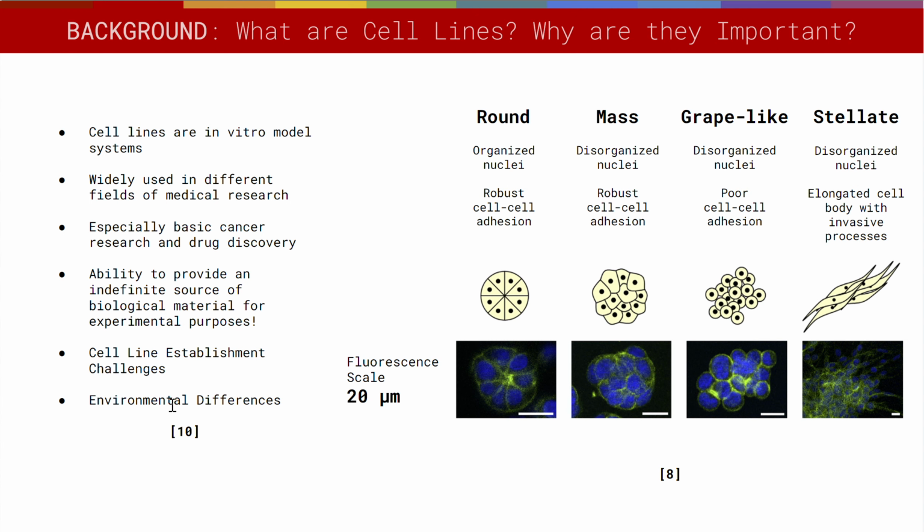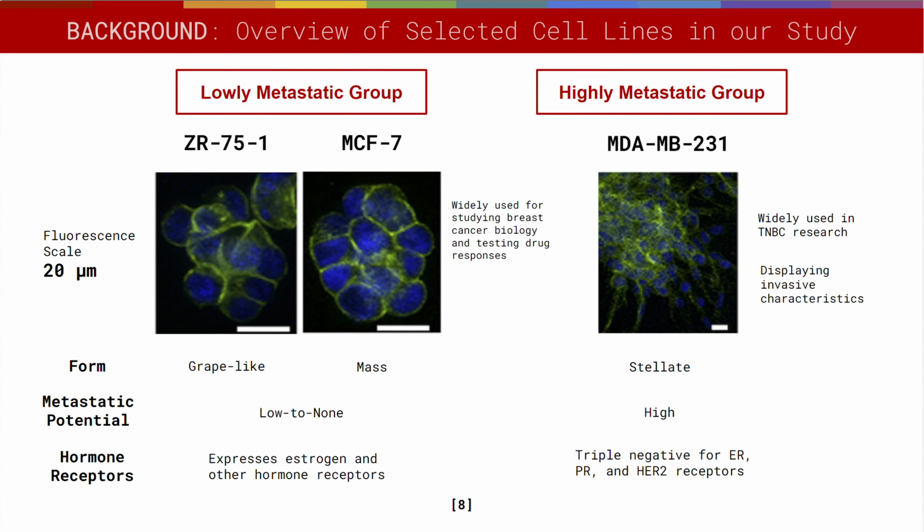in terms of spreading and all that, as it does in the body in vivo, like in experimental mice or in humans, which have all the other tissues and mechanisms that are also at play. So, an overview of the selected cell lines in our study.